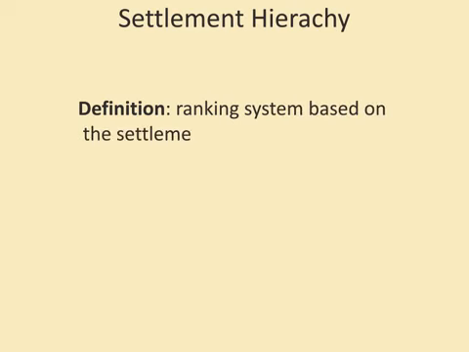In this video we're going to look at settlement hierarchy, high and low order goods, and the sphere of influence that different settlements have. Let's start with settlement hierarchy. And this is a ranking based on different settlement types, size, and importance or influence.